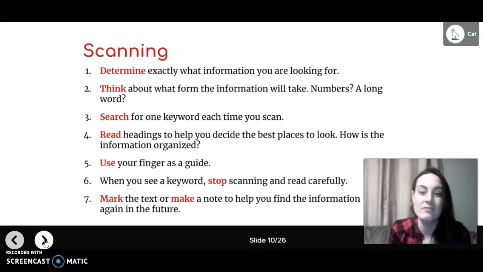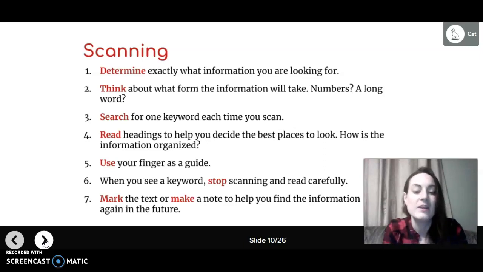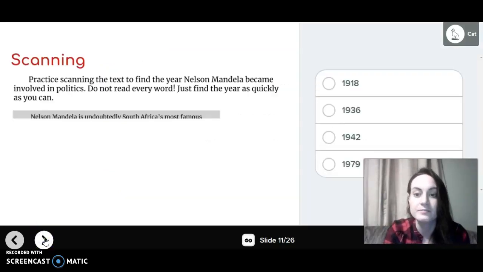Determine exactly what information you are looking for. Think about what form the information will take: numbers, a long word. Search for one keyword each time you scan. Read headings to help you decide the best places to look. How is the information organized? Use your finger as a guide. When you see a keyword, stop scanning and read carefully. Mark the text or make a note to help you find the information again in the future.